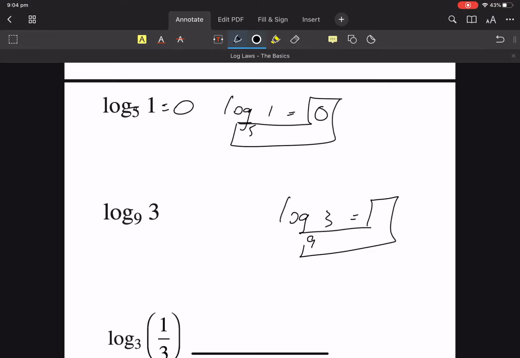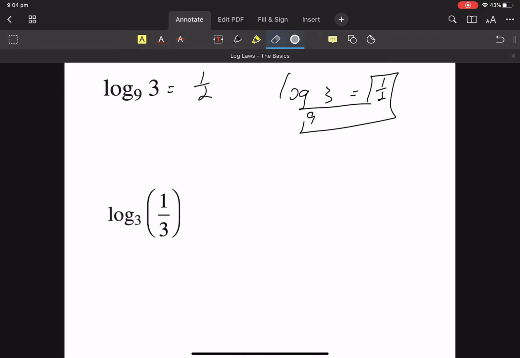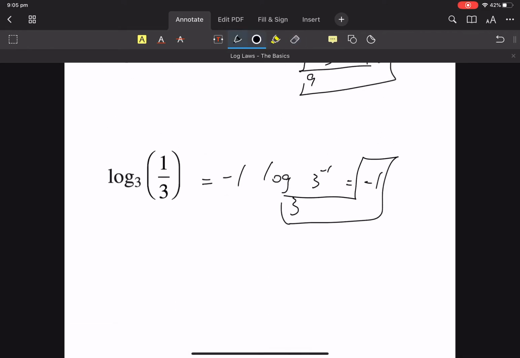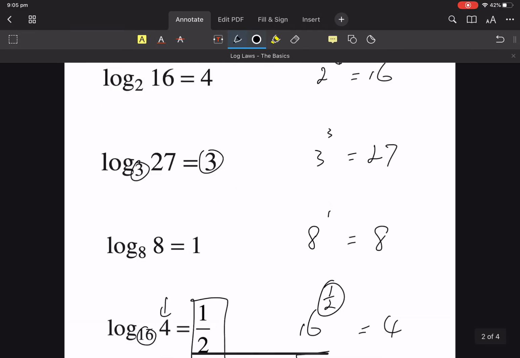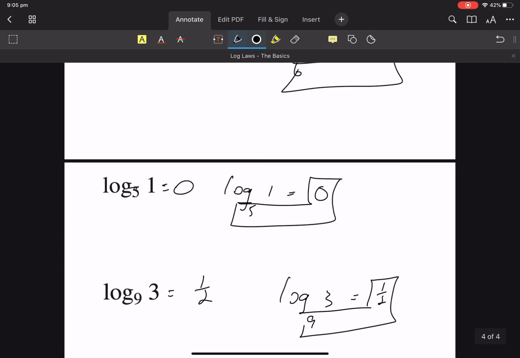Nine to what power is 3? If I write that differently, I guess, that's how I see a third. So 3 to the what power is 3 to the minus 1? Minus 1. That sock rule takes a little bit of getting used to. Practice as much as you can, because when we start applying the laws, you just sort of got to know it, jump in.